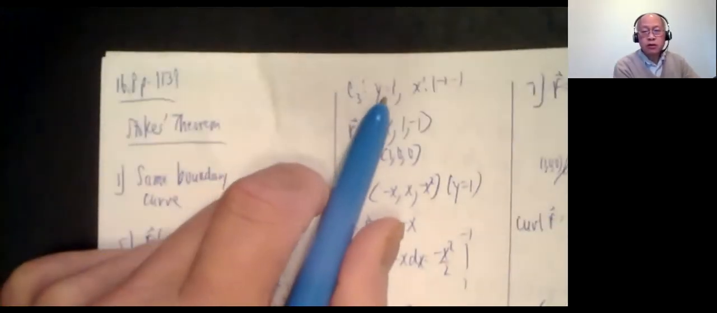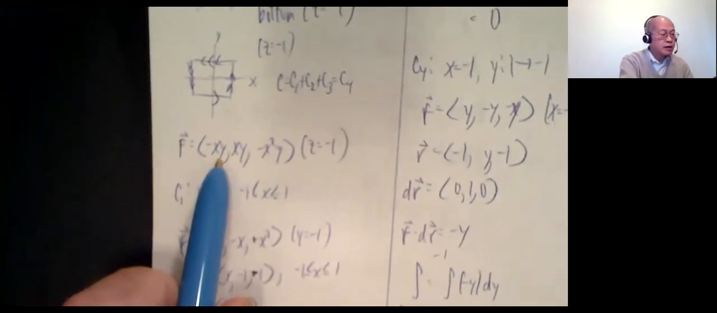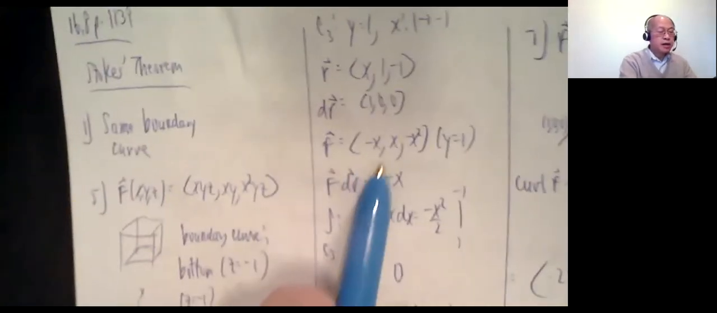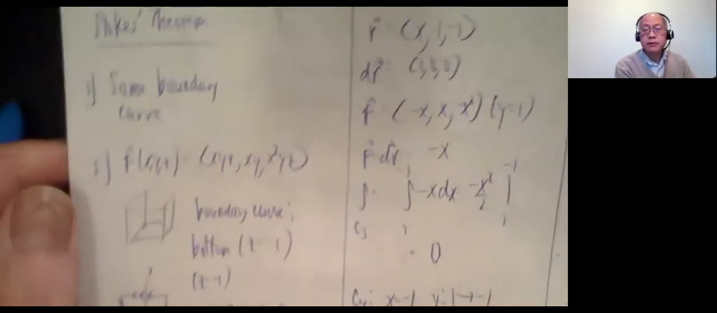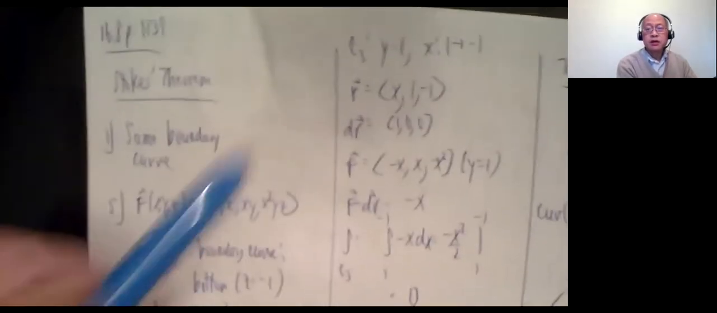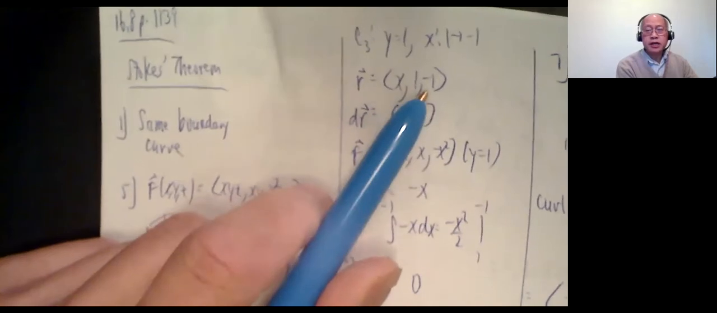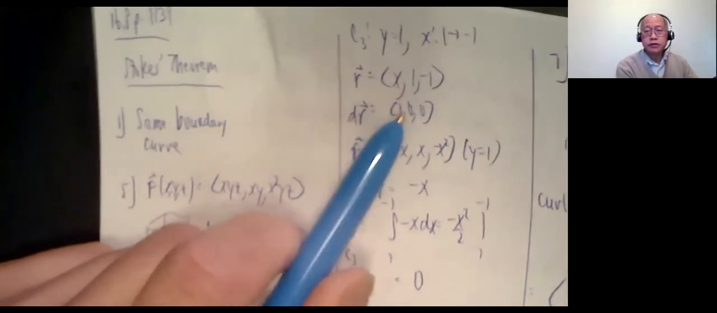Okay, so Y equals 1. So look back here. Plug in y equals 1. Negative x. Plug in y equals 1. X. Y equals 1. Negative x squared. And off to the side here, I put y equals 1. What's r? X, y, z, but y is 1. Z is always negative 1 for this problem. So dr, the derivative is 1, 0, 0. Perfect.